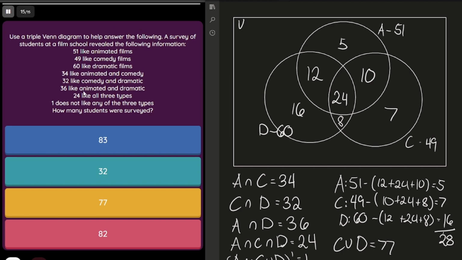Final question. Same given, different problem. How many students were surveyed? Remember, we have one person who we surveyed who did not like all three. So those who did not like all three plus all of these is 83. So the total number we surveyed is 83.